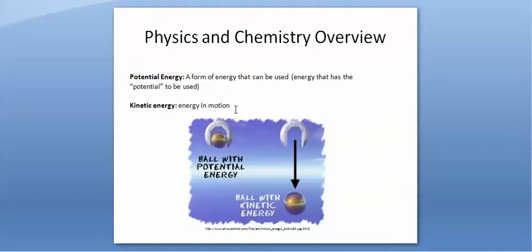So understanding potential energy and kinetic energy is really important to understanding how nervous tissue, specifically neurons, send information. Potential energy is energy that's stored in some way, so it has the potential to be used. The picture here is a ball being lifted up and then held up high, right?